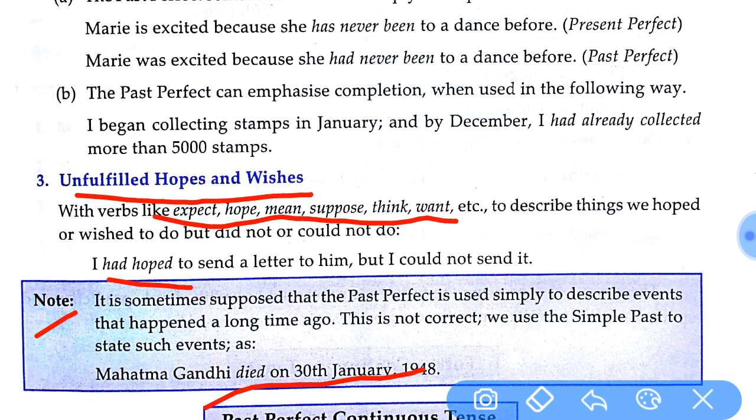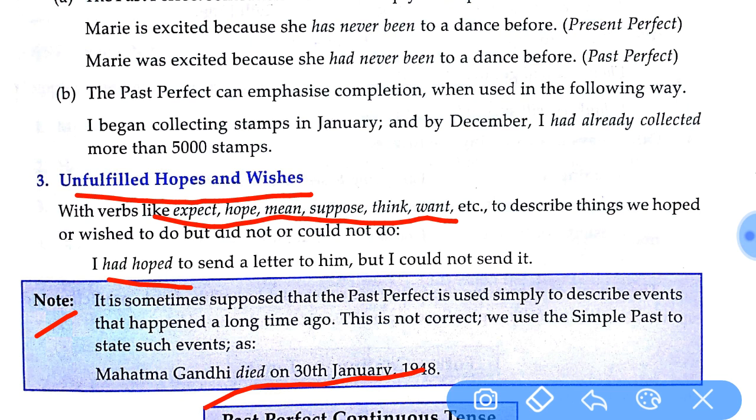In the present perfect tense, we saw the helping verb that was used was has. And here you have had. Both for singular and plural we use had. Whereas in the present perfect we have has for singular and have for plural.